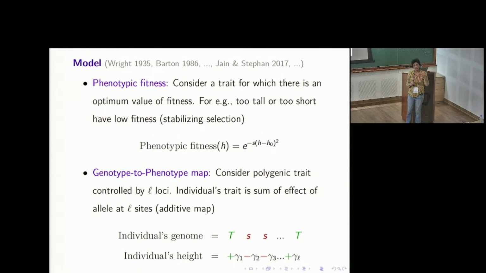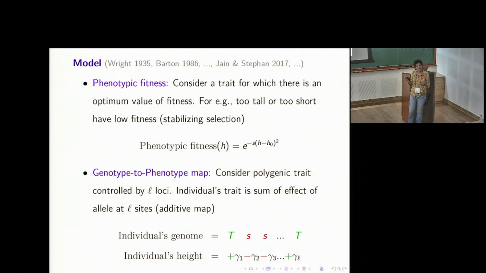Then I need to go from the phenotype to the genotype. Yesterday we learned about P equal to G plus E, how we connect phenotype to the genotype. That's this map. Yesterday we assumed an additive map, and that's what I'm going to assume because I'm thinking of human population genetics and human quantitative genetics, for which an additive map is a good approximation. Just to remind you, if I have a genome of an individual which has a T allele at the first locus, S, a short allele, at a second locus, and so on, then additive map means that a tall allele has the effect to increase the height by an amount gamma, whereas a short one decreases it by the same amount, minus gamma.